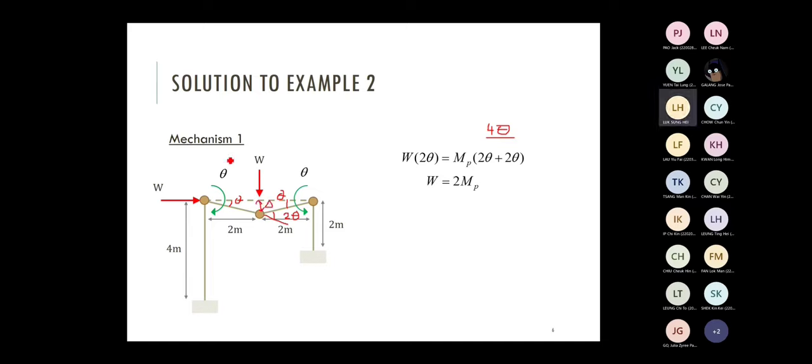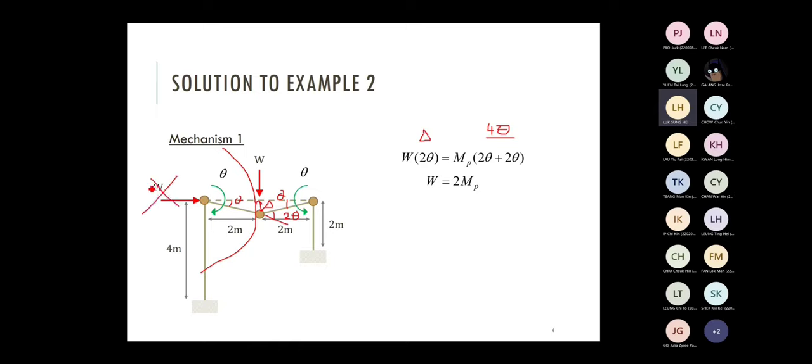External work done can be calculated using arc length. You draw an imaginary circle here. You can see the radius is equal to 2 meters and the rotation is equal to theta. 2 times theta gives you delta. Okay, delta equals 2 theta. Force W times delta gives you the external work. In this case, you can see that there is no horizontal displacement.